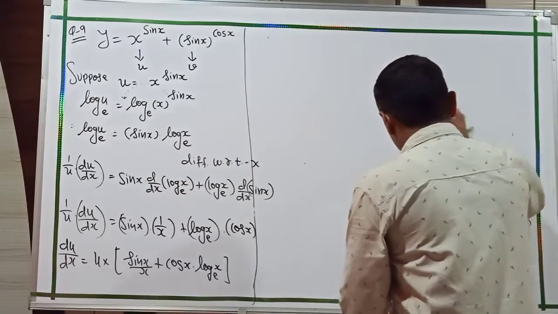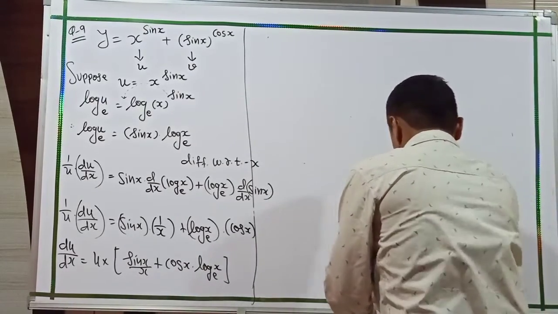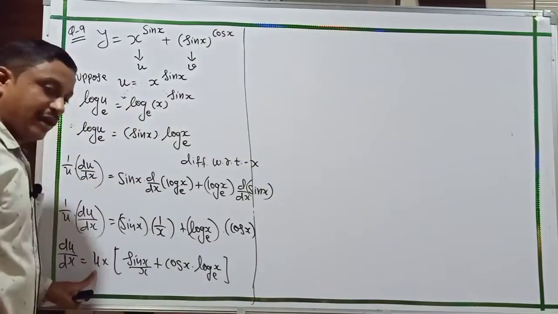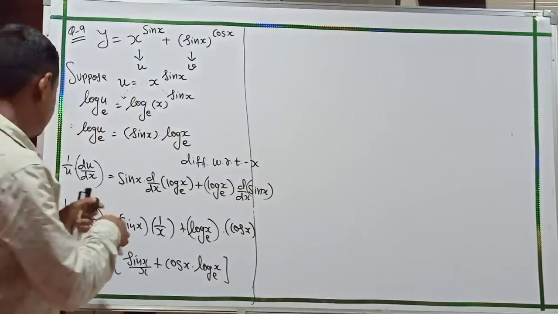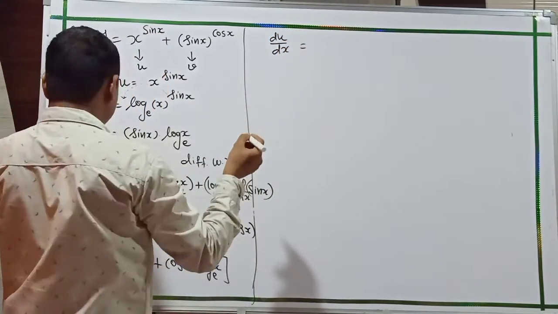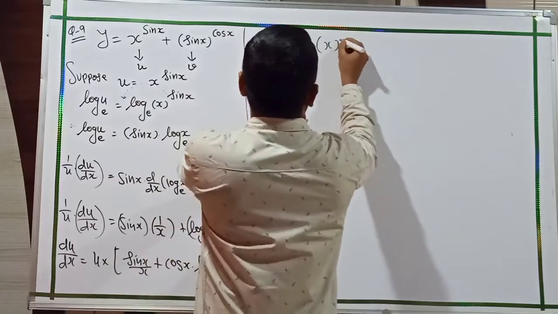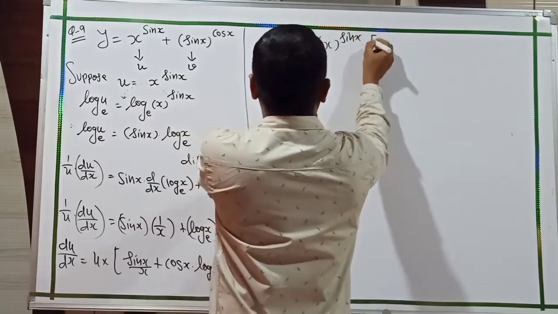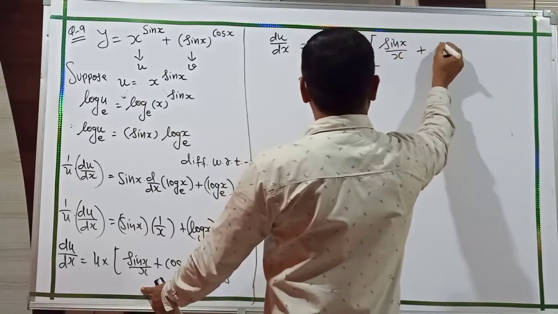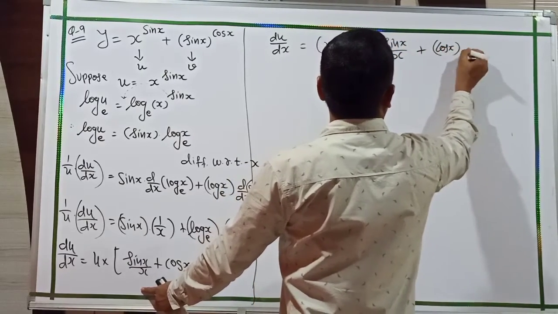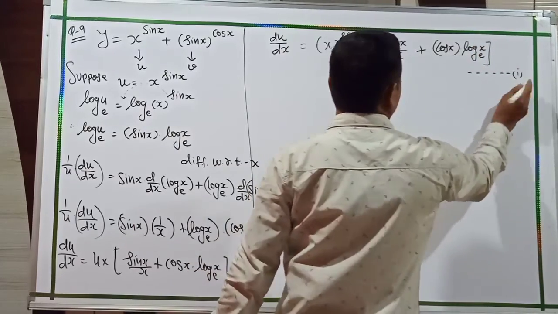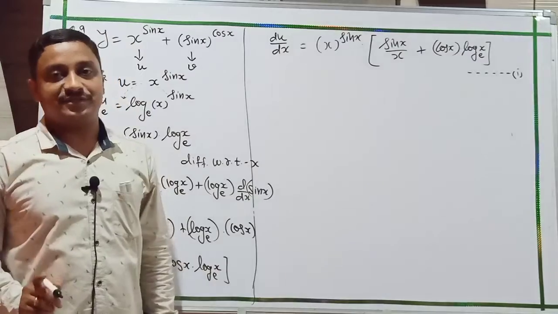After that I start the v function. Here the u value you already know, so I just put down du by dx. What is u? x raised to sin x, times sin x by x plus cos x into log x base e. And here, students, the first case ends.